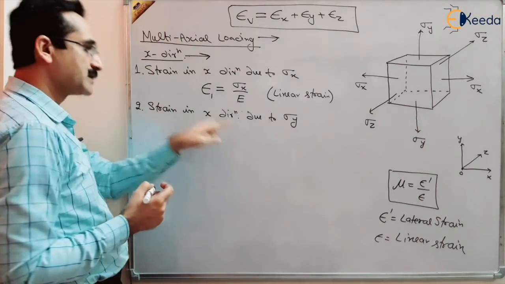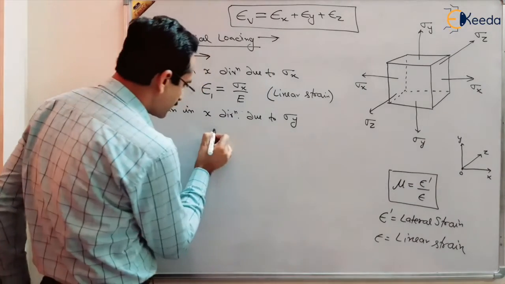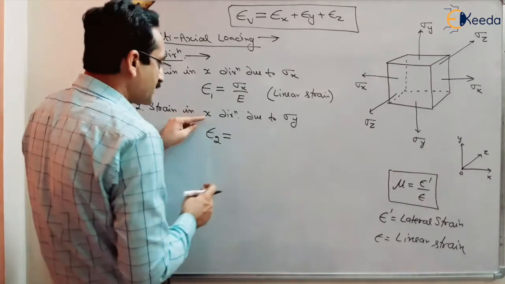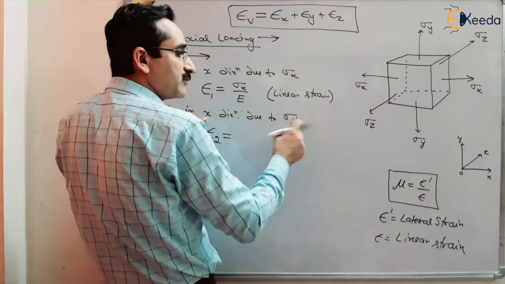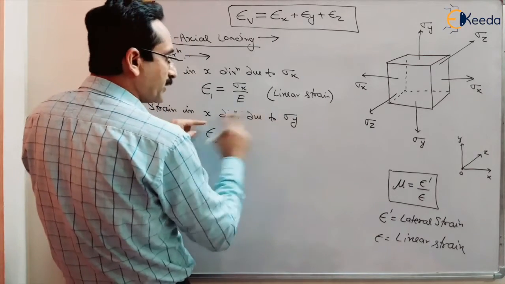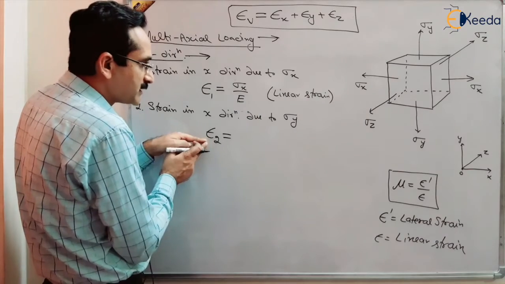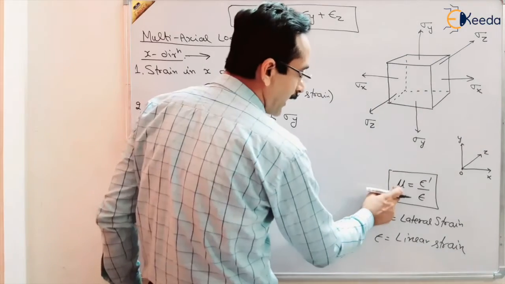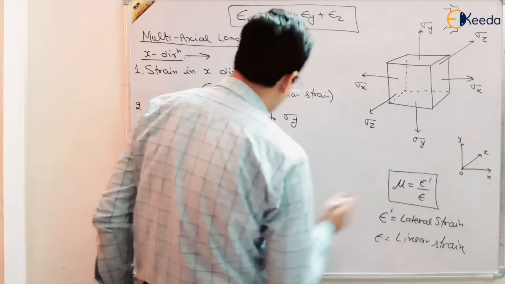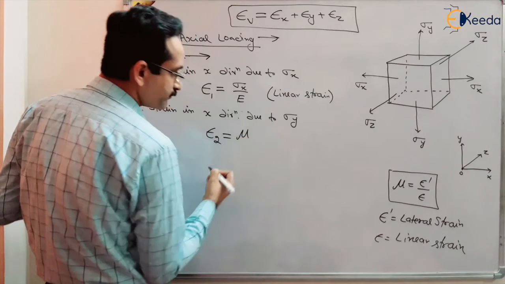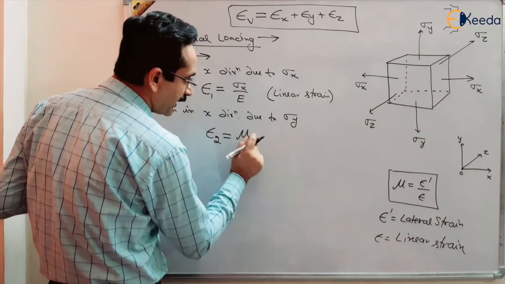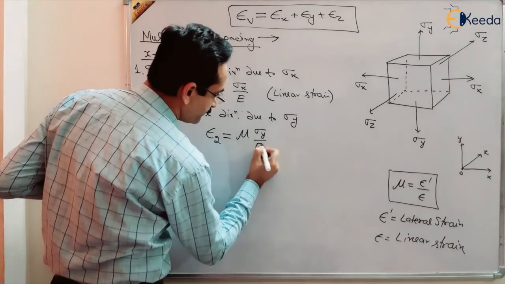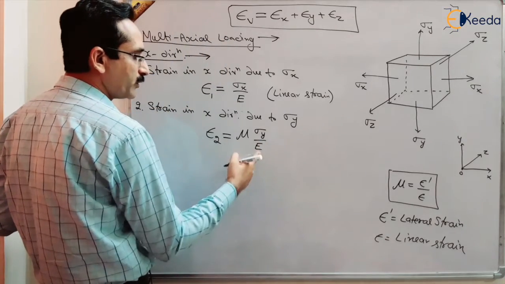What is the strain in x direction due to sigma y? Say I am saying it's epsilon 2, and that is equal to, now it is not linear because we are finding strain in x direction due to the stress in y direction. So these are perpendicular to each other. So strain in x direction due to sigma y will be a lateral strain, right? And that is equal to mu times epsilon. And what is epsilon? Strain due to this, right? So mu times sigma y upon E, right?